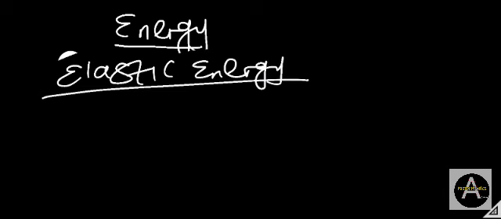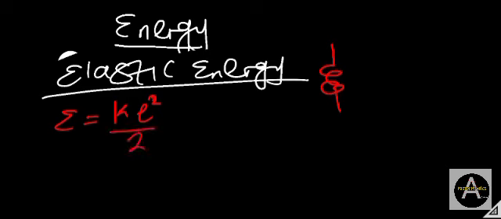So there is an energy stored in the elastic material, and the formula for this, I'm not going to derive until we get to elasticity. I will derive it in detail. The formula for the energy for elastic material, or the energy stored in the spring, E is equal to K e square over 2, or 1 over 2 F e.